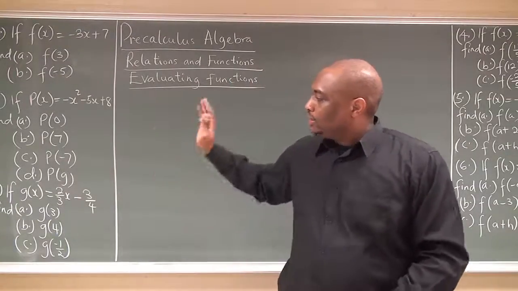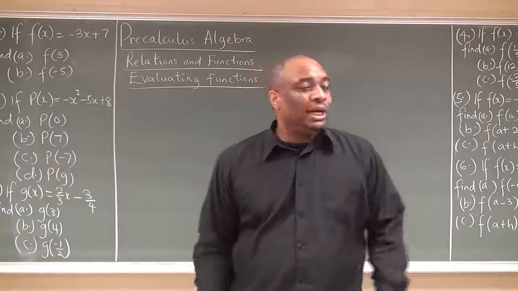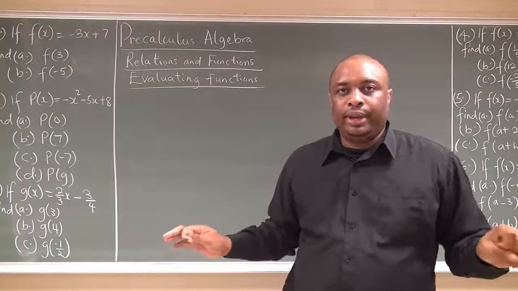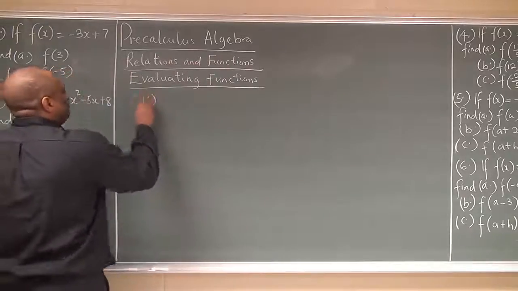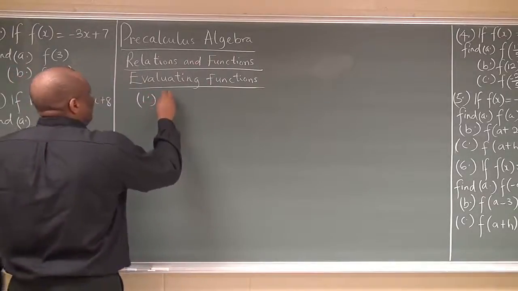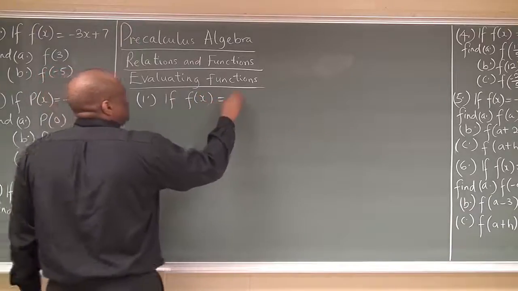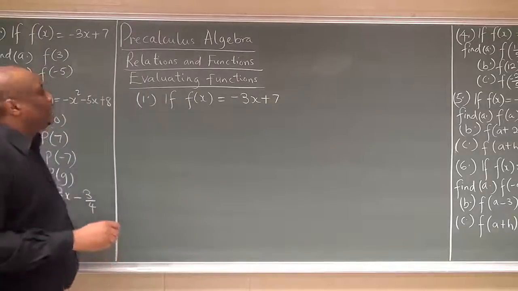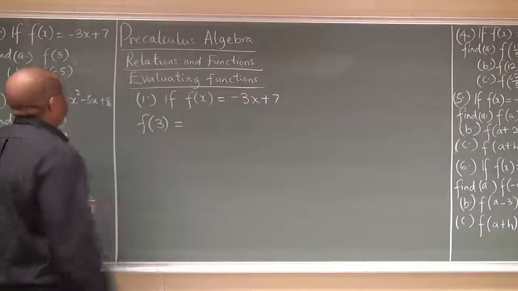We have some questions here on my right and on my left, and we shall begin. It is pretty straightforward, okay? Watch me do it. All right, number one, it says here, if a function of x, f of x is negative 3x plus 7, find f of 3.